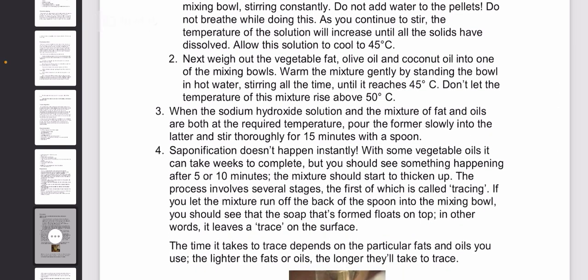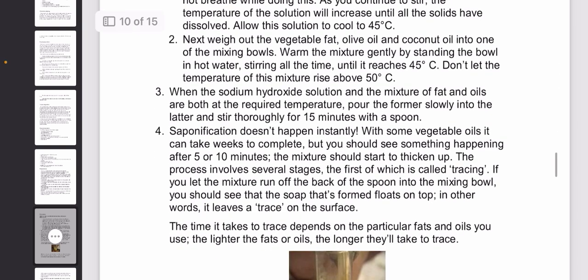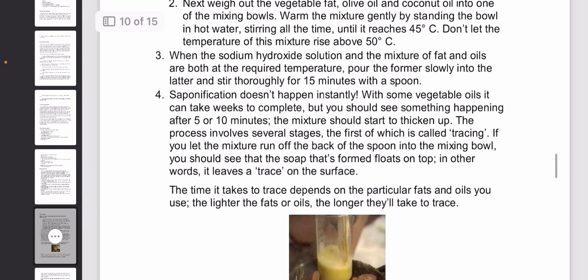Allow this to cool to 45 degrees Celsius. Now add fat: vegetable fat, olive oil, coconut oil, whatever you have. Warm the mixture gently and stir it until it reaches 45 degrees Celsius. Do not let the temperature of the mixture rise above 50 degrees Celsius.